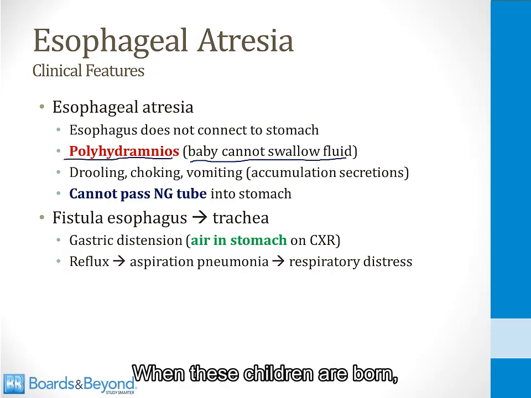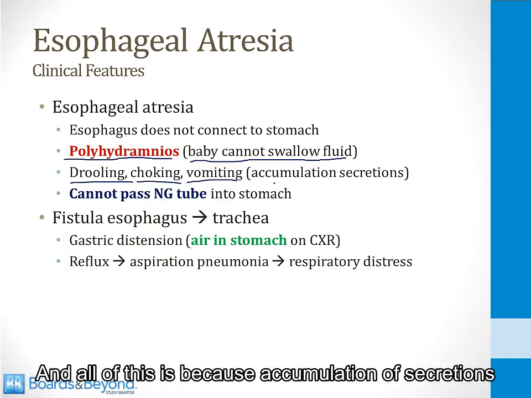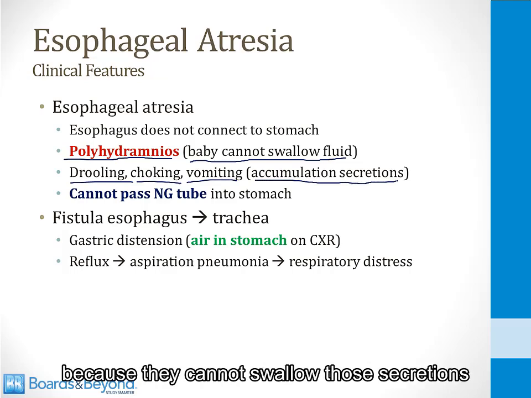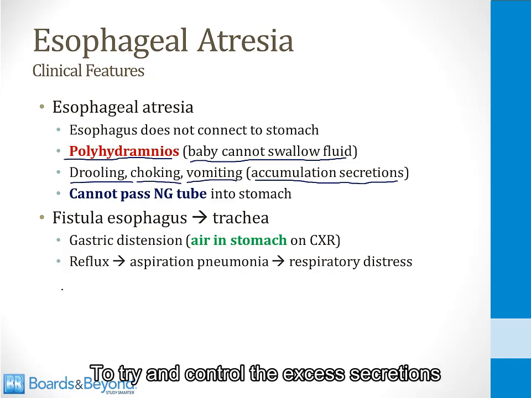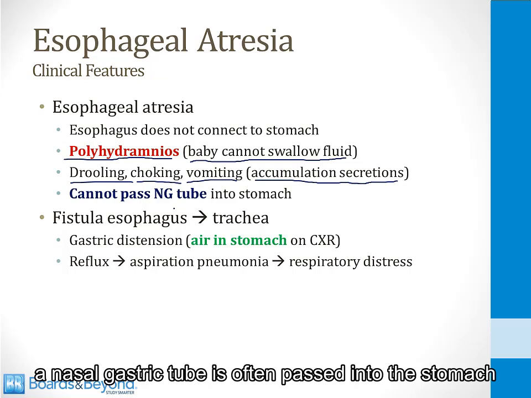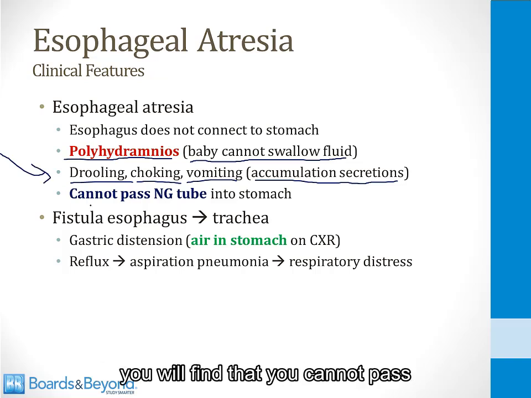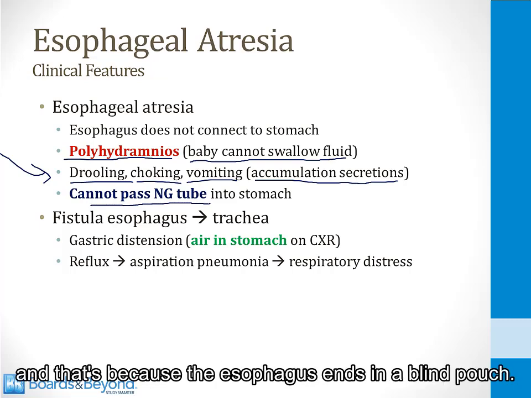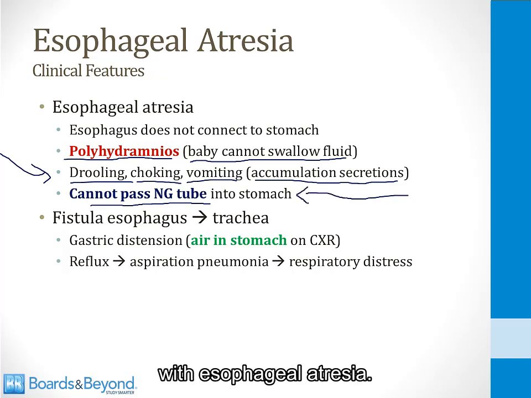When these children are born, they will have drooling and choking and vomiting, and all of this is because accumulation of secretions is occurring in their mouth because they cannot swallow those secretions and pass them into their stomach and intestines. To try and control the excess secretions, a nasogastric tube is often passed into the stomach of babies who have symptoms like this. But in the case of esophageal atresia, you will find that you cannot pass the NG tube into the stomach, and that's because the esophagus ends in a blind pouch, and this is a characteristic finding of babies with esophageal atresia.